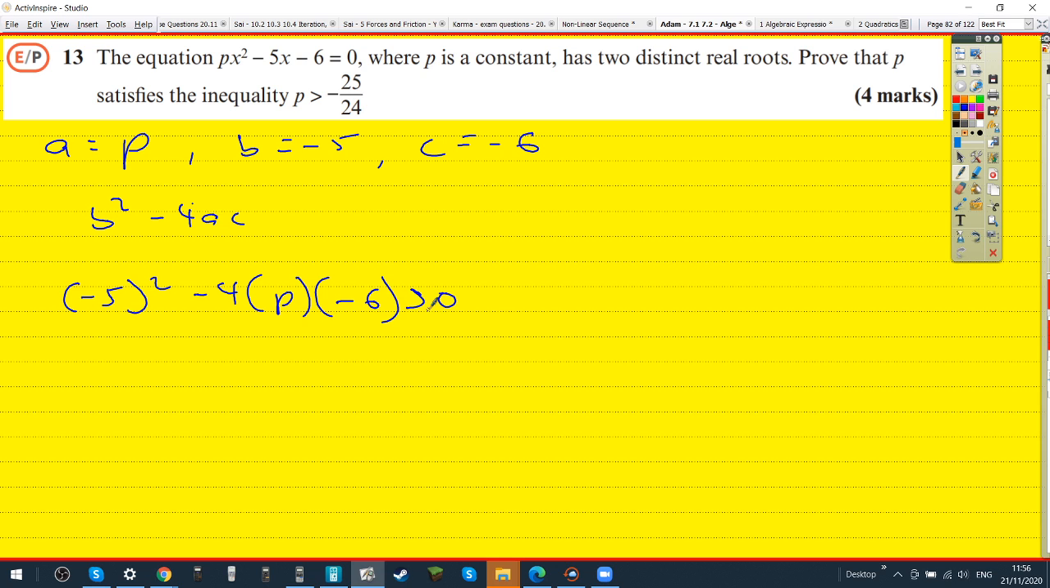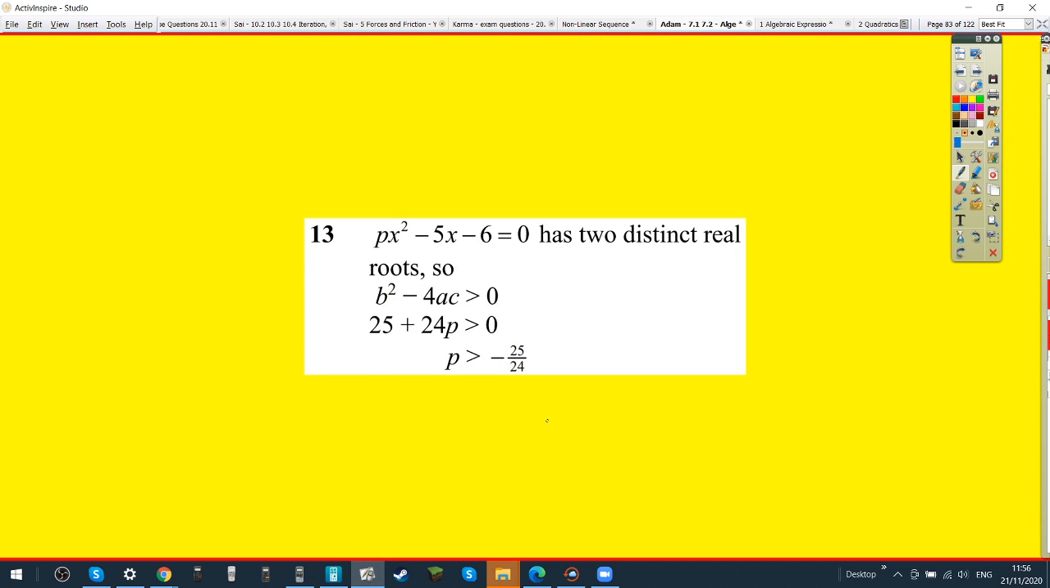That's greater than 0. So you end up getting 25 plus 24p is greater than 0. And then you just solve for p. 24p is greater than -25. P is greater than -25 over 24. Okay, so that's a greater than type where it's two distinct real roots.